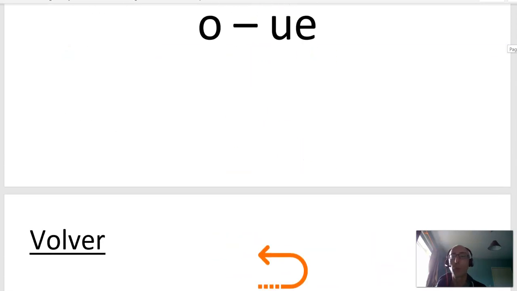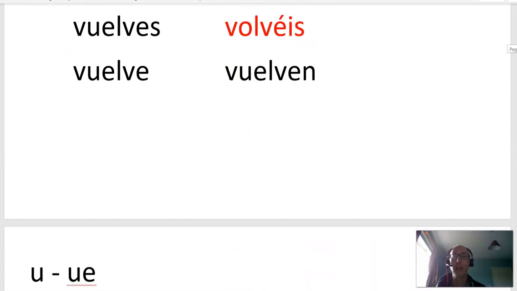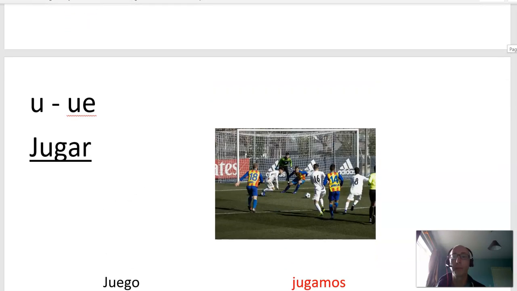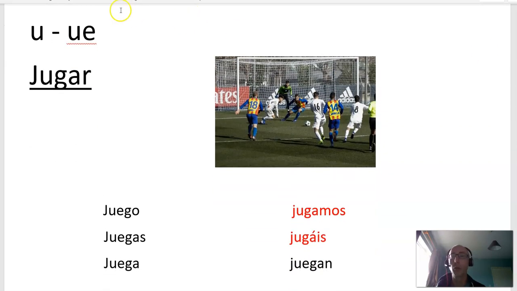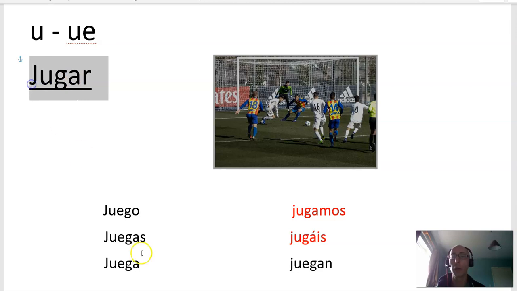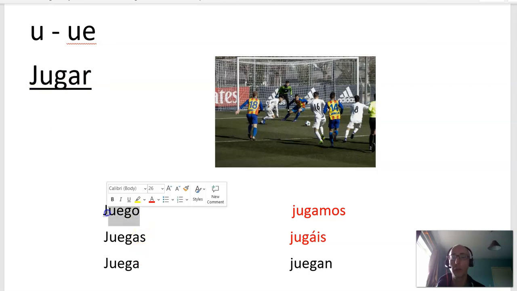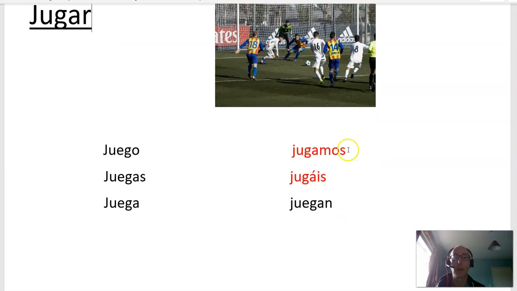So usually it's O to UE, as we have here, but actually in one verb, it's U to UE, and that's jugar. So jugar is all on its own here, where the U changes to UE. In other words, we're really just getting an extra E in the middle here. Jugar, juego. And we can see that the pattern is the same. We have jugamos, jugáis, because they are the nosotros and vosotros forms. They match the infinitive. They're actually completely regular. They're regular forms.